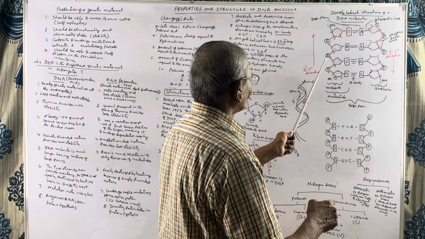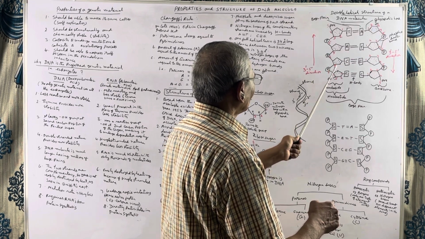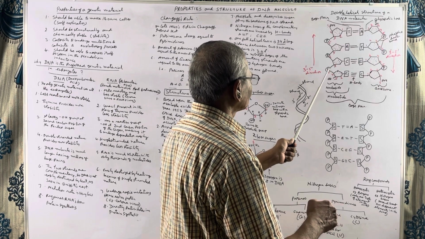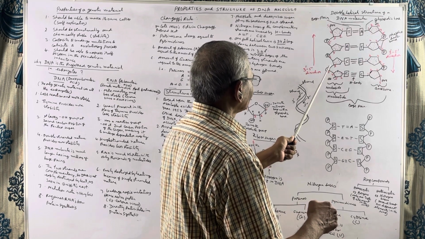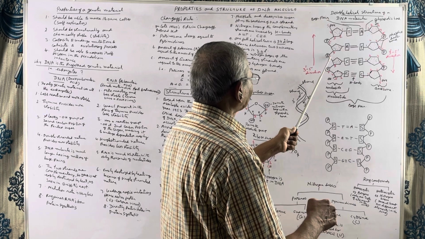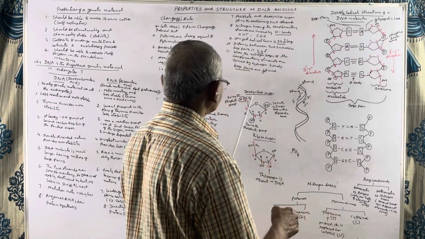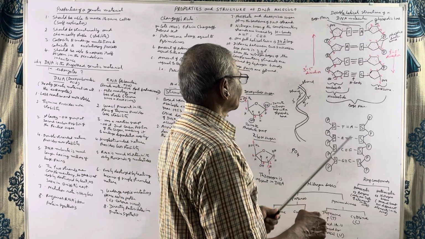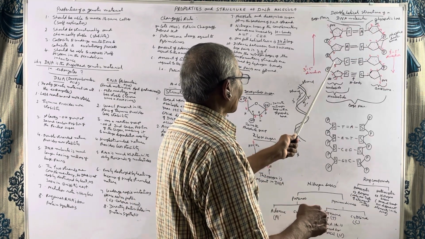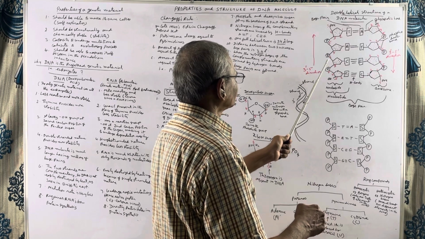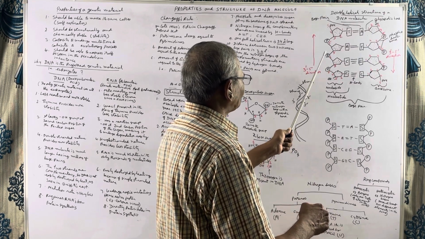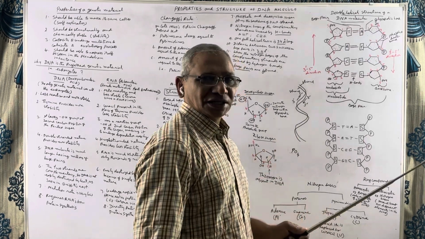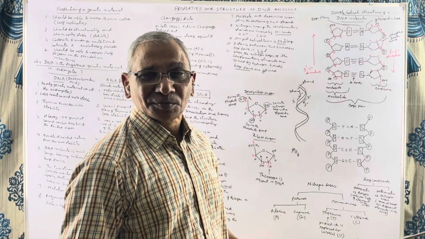This is the phosphate group, this is another phosphate group. The third carbon of the deoxyribose is attached to the phosphate group here. The fifth carbon, this one, is attached to the phosphate here. That means the sugar molecule is bound to the phosphate groups in 3-5 direction. In 3-5 direction. This is very, very important.